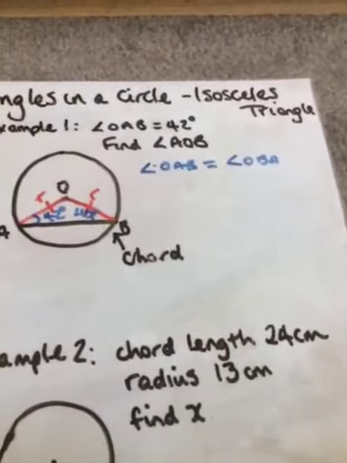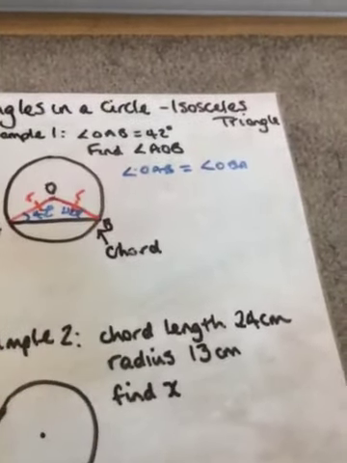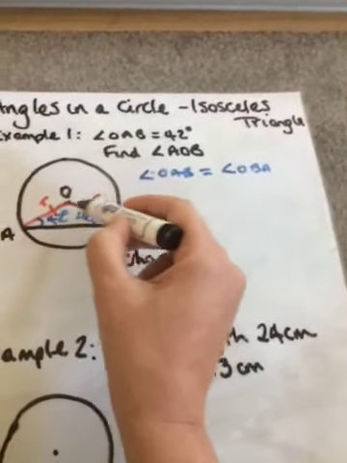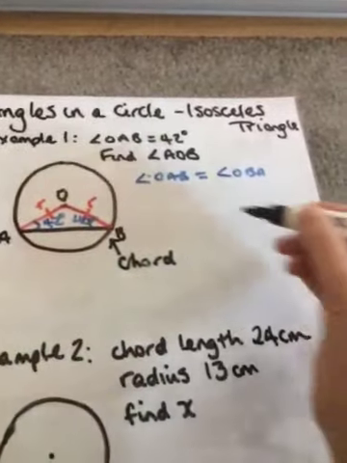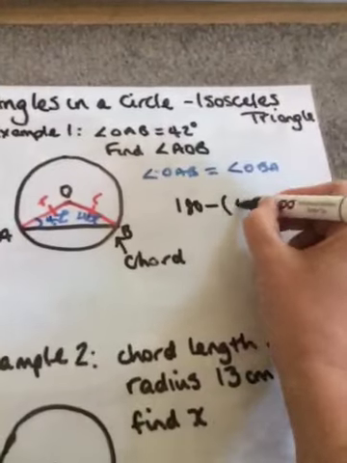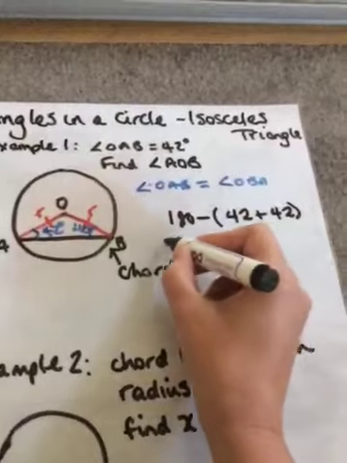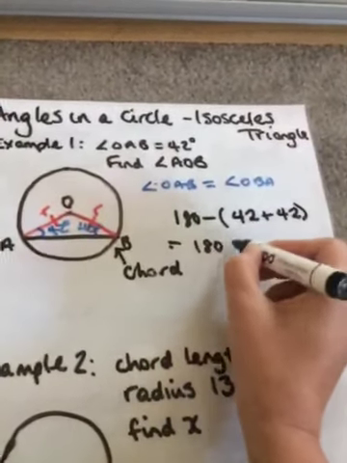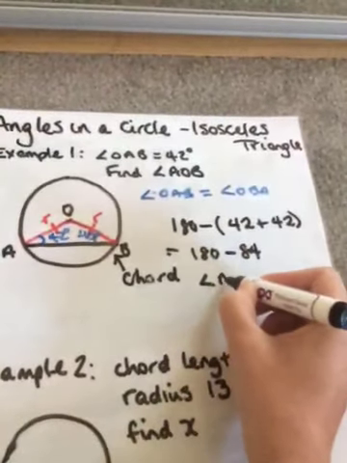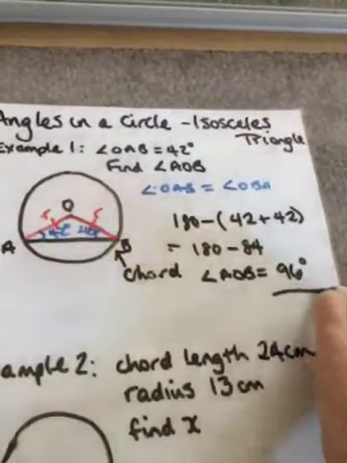The other angle property we need to remember is that the angles in a triangle add up to 180 degrees. So if we want to find AOB, which is this angle at the top, what we're going to do is start off with 180 degrees and take away 42 plus 42. And that equals 180 take away 84. And so therefore angle AOB is going to equal 96 degrees.